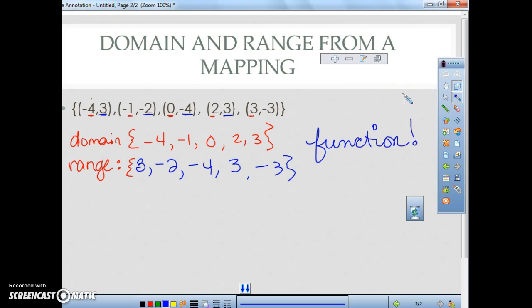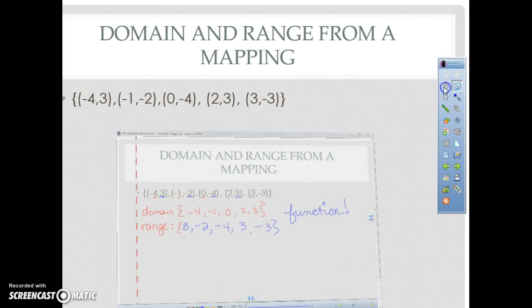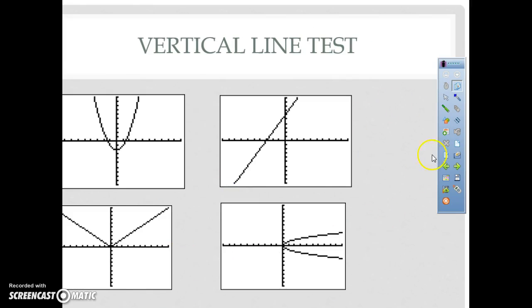For anybody, does this look familiar? Have you done this before? I'm just curious. Sometimes, okay. All right, so this is coming back to you then. All right, let's look at some graphs.